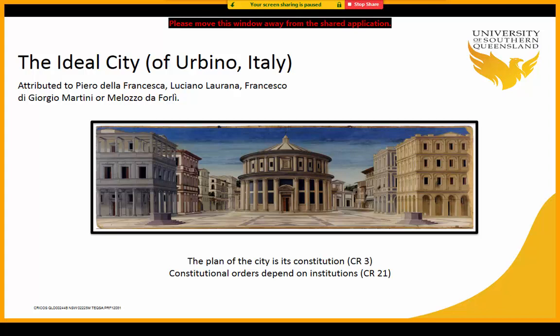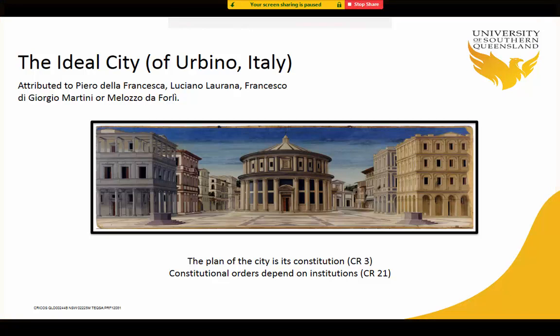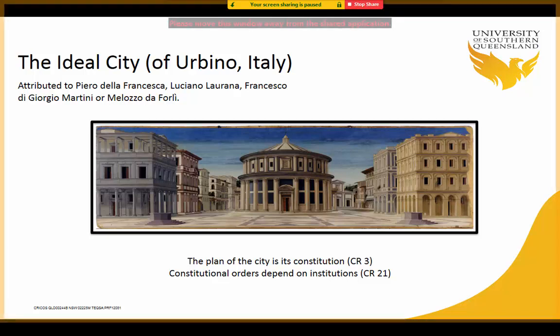So, in the book, why did they use this as the cover for the handbook? In the book, they say the plan of the city is its constitution. So they make an analogy between a polity and a city.